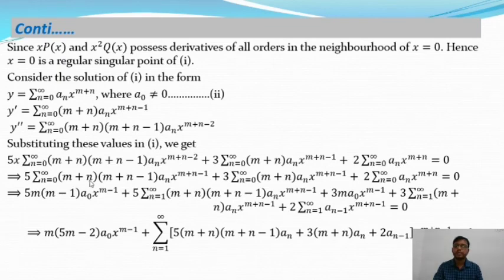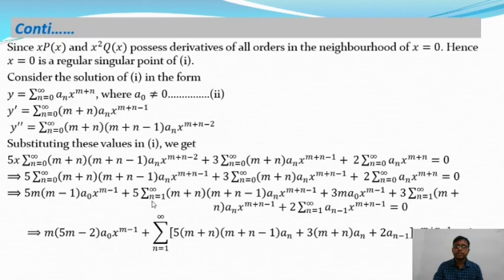And the above equation is reduced to 5m(m−1) a₀ x^(m−1) if we put n = 0 in that equation, plus 5 Σ (n = 1 to ∞) (m+n−1)(m+n) aₙ x^(m+n−1), plus, putting n = 0 in the second term, 3m a₀ x^(m−1), plus 3 Σ (n = 1 to ∞) (m+n) aₙ x^(m+n−1). The last term is 2 Σ (n = 1 to ∞), in which n is replaced by n−1, that is aₙ₋₁ x^(m+n−1), equal to 0.